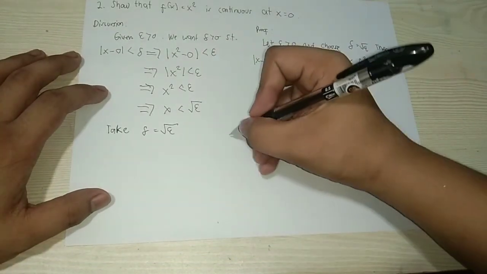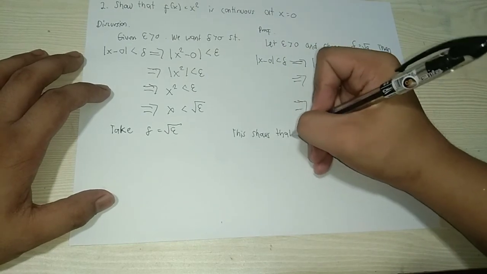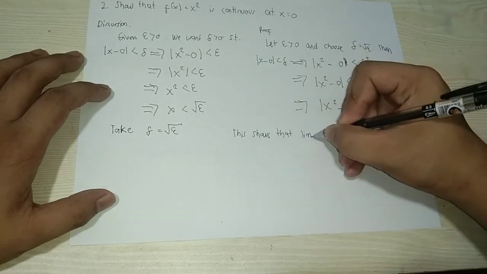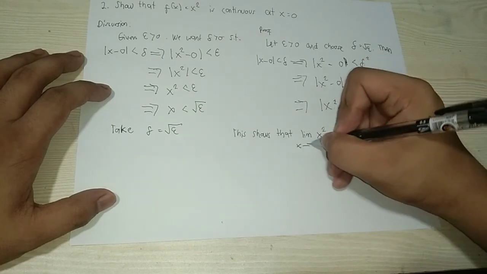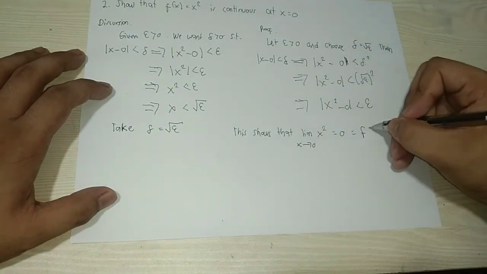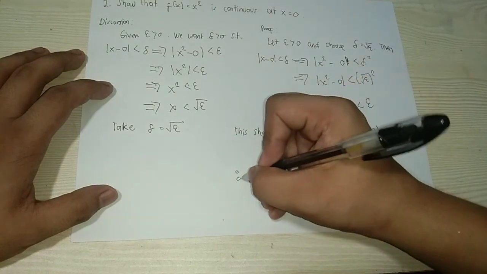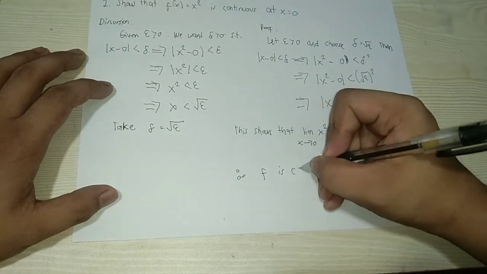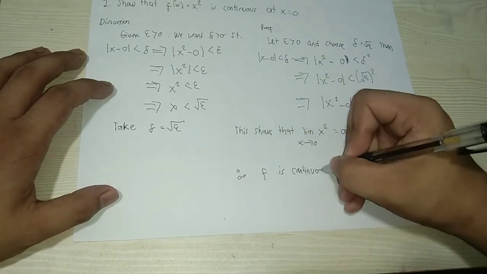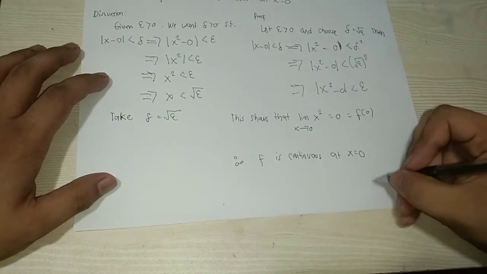So, this shows that the limit of x squared as x approaches 0 is equal to 0, which is the value of f at x equals 0. So, therefore, f is continuous at x equals 0. So, this is done.